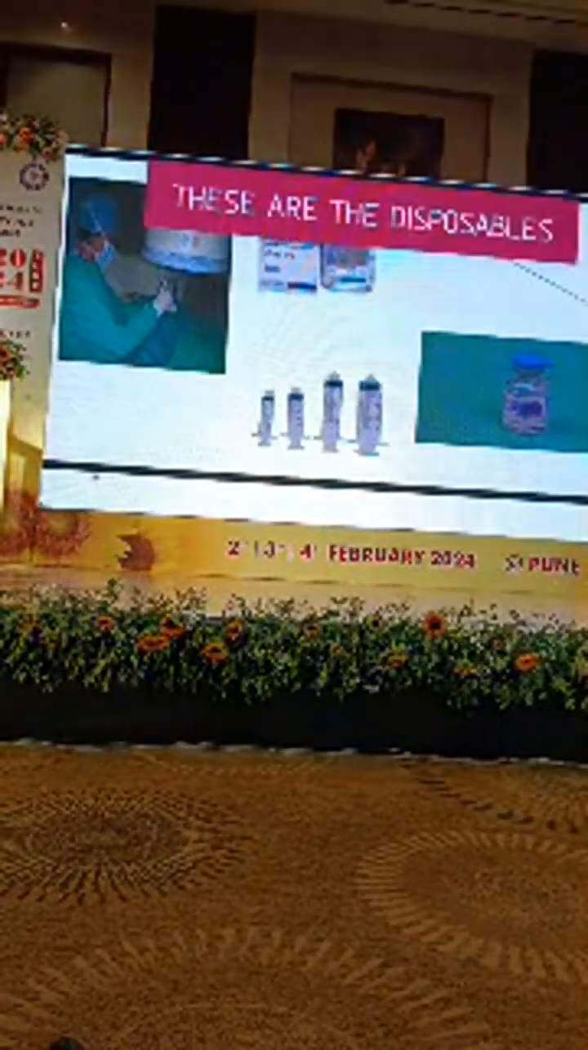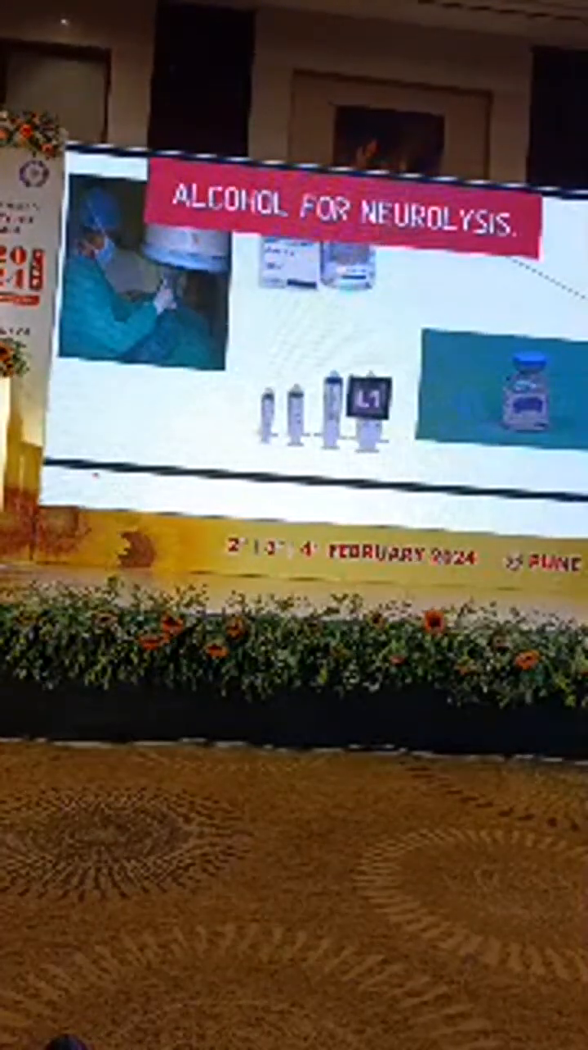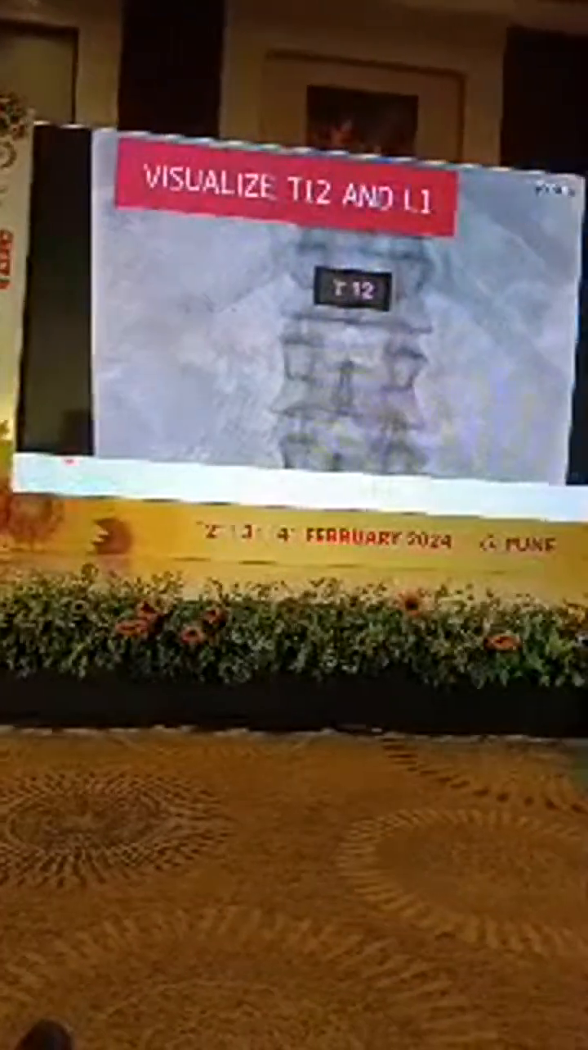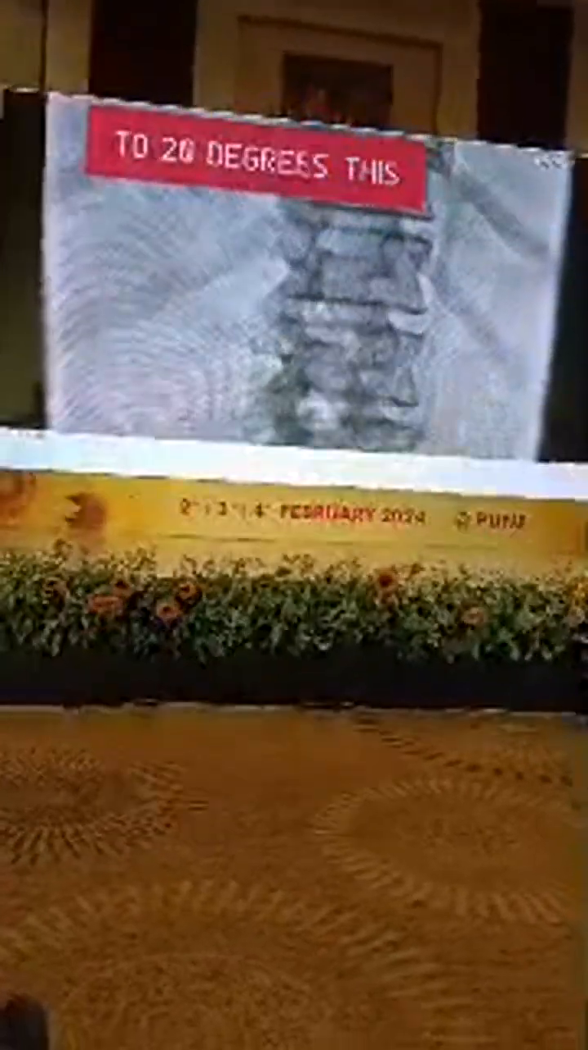So this is a short video showing you the procedure. This is the facility required to do a celiac plexus neurolysis. These are the disposables required, including absolute alcohol for neurolysis. Placing the patient in prone position, visualize the T12 and L1 vertebral levels using fluoroscopy. Now oblique tilt the image intensifier on the ipsilateral side by 15 to 20 degrees.